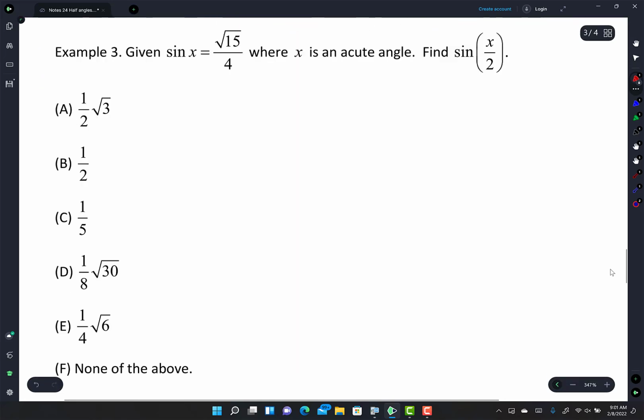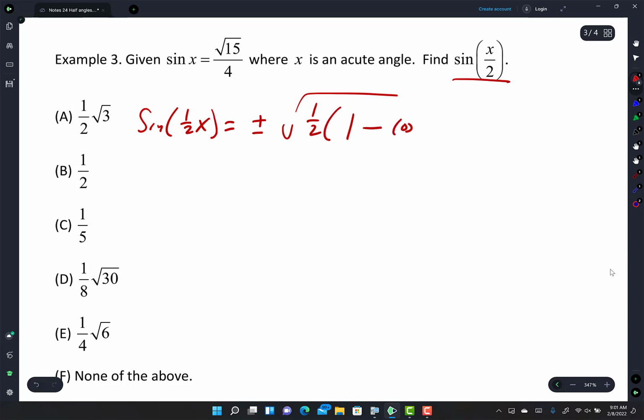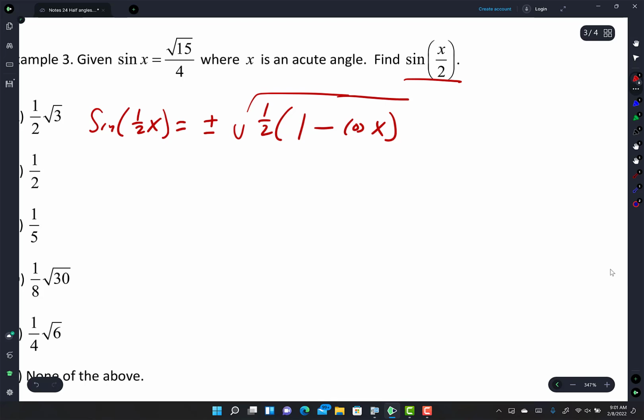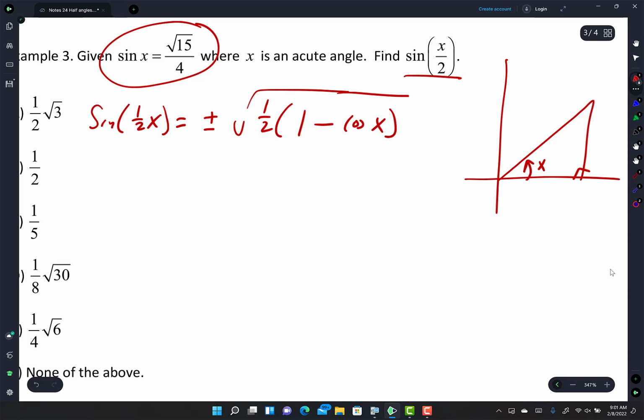So here's another one. This one says sine x over 2. So that's like sine half of x equals plus minus square root 1/2 parenthesis 1 minus cosine of x. OMG, I don't have cosine. What am I going to do? I don't know. What do you think we should do? You draw a reference triangle. Here's angle x. This is sine. So sine is opposite over hypotenuse. So square root of 15 over 4.